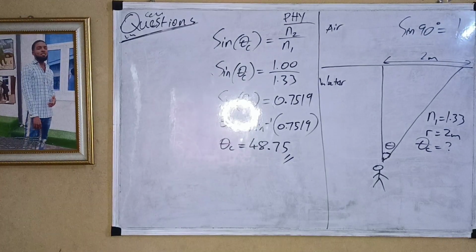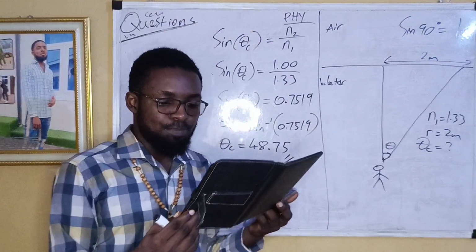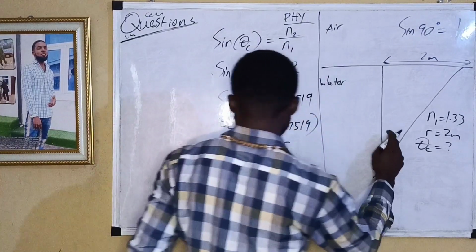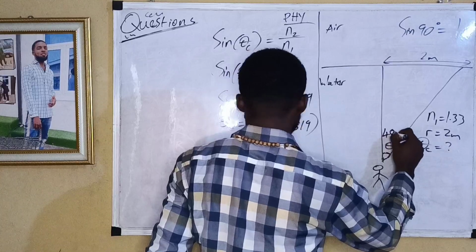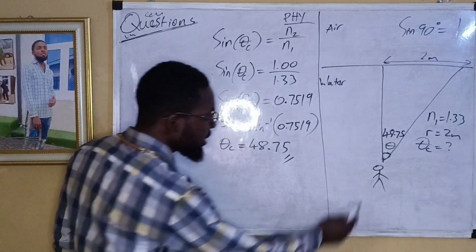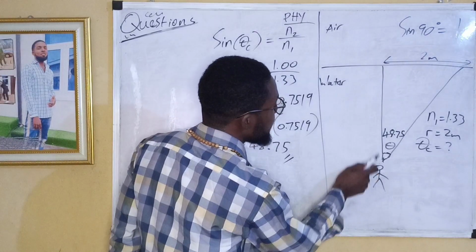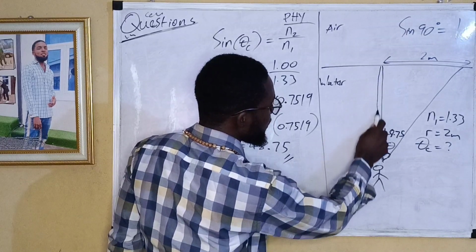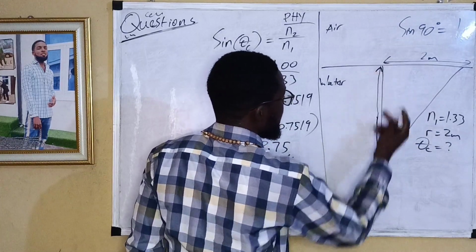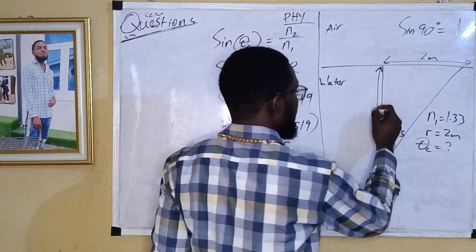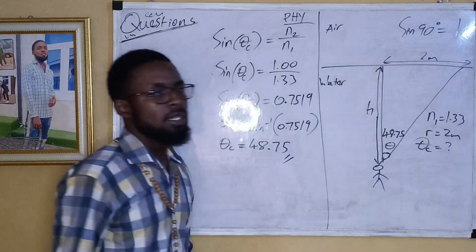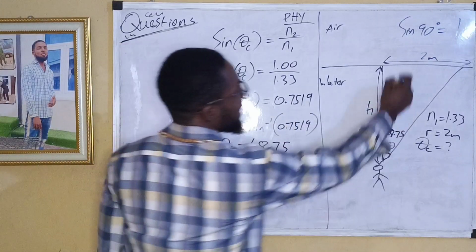Okay, question 2 says, how deep is the diver? So this angle right here is 48.75 degrees. The diver is right here. We are looking for this length, that's the depth. Let's call this the height. How deep is the diver? If you look at this diagram very well, this is a right angle triangle.